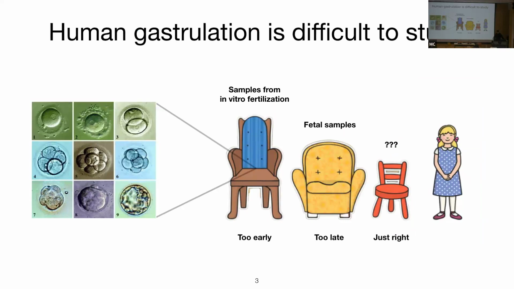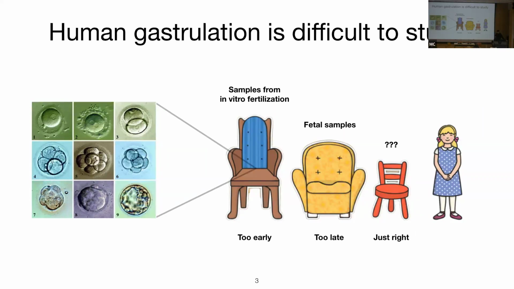Now, the problem is human gastrulation is very difficult to study because embryos at this stage are extremely hard to come by. And it suffers from this sort of Goldilocks paradox, where samples from in vitro fertilization are too early to study gastrulation, and then samples from fetal samples are often too late for gastrulation.